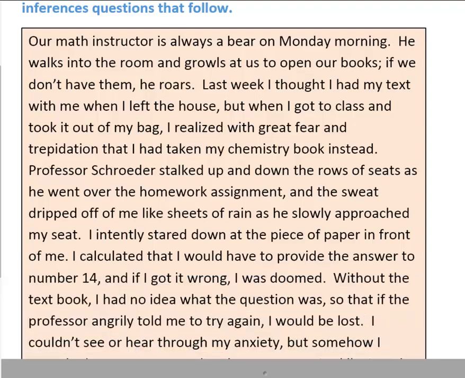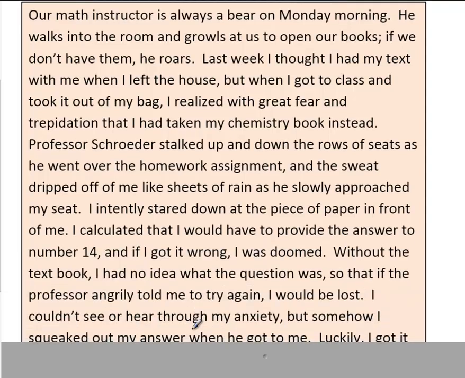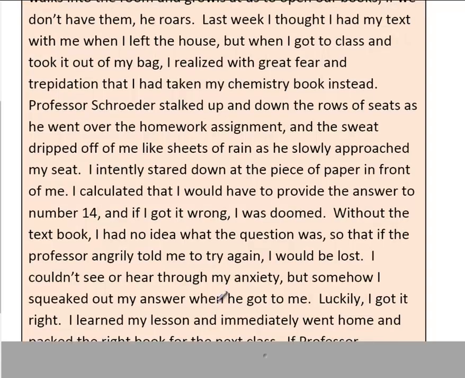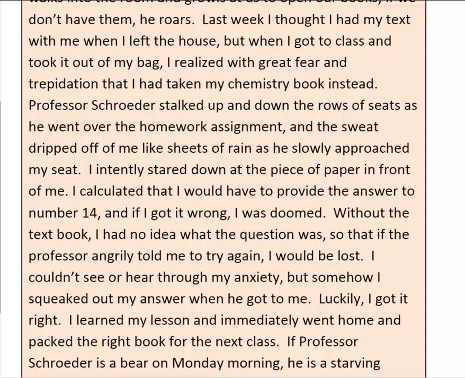Our math instructor is always a bear on Monday morning. He walks into the room and growls at us to open our books. If we don't have them, he roars. Last week, I thought I had my text with me when I left the house, but when I got to class and took it out of my bag, I realized with great fear and trepidation that I had taken my chemistry book instead. Professor Schroeder stalked up and down the rows of seats as he went over the homework assignment, and the sweat dripped off me like sheets of rain as he slowly approached my seat.